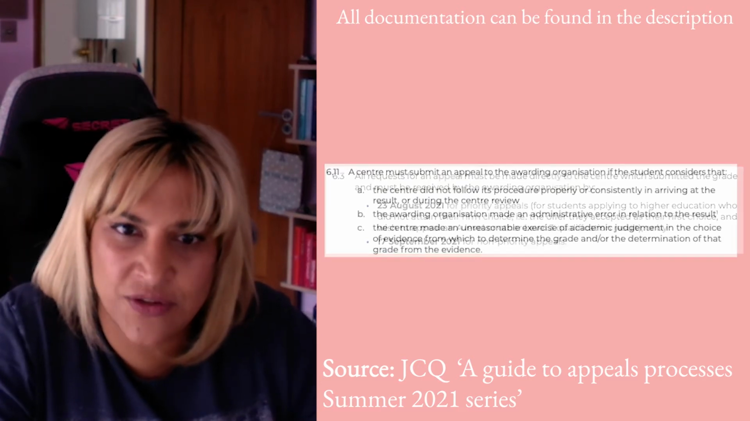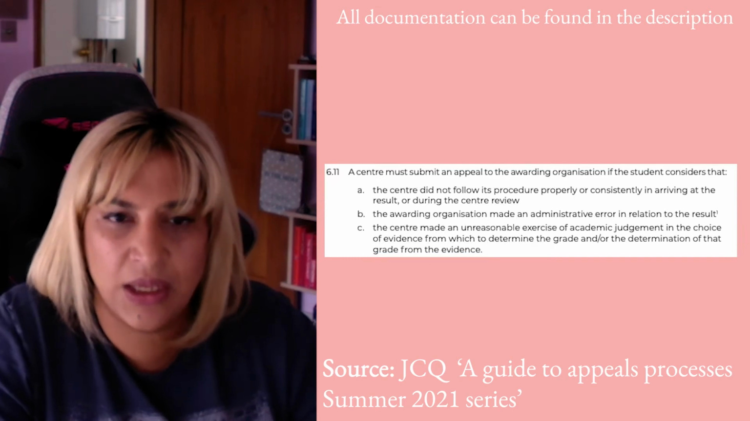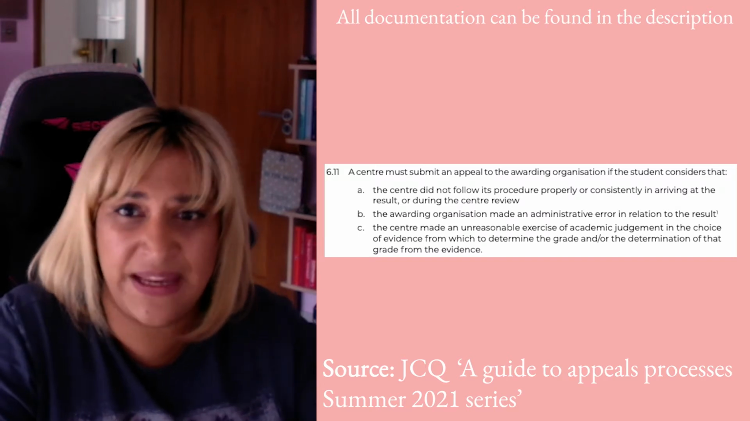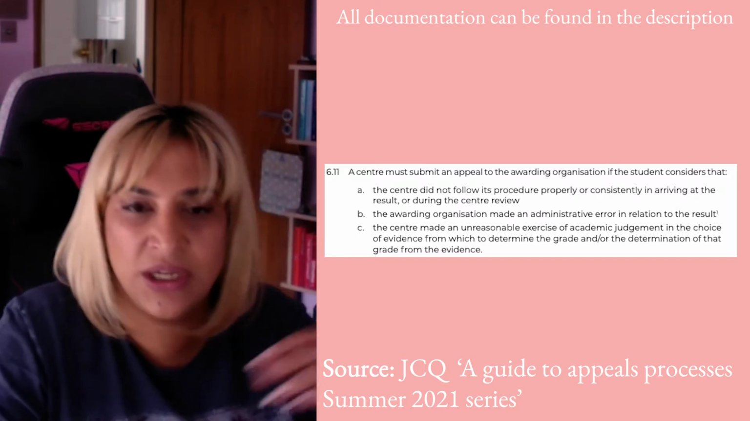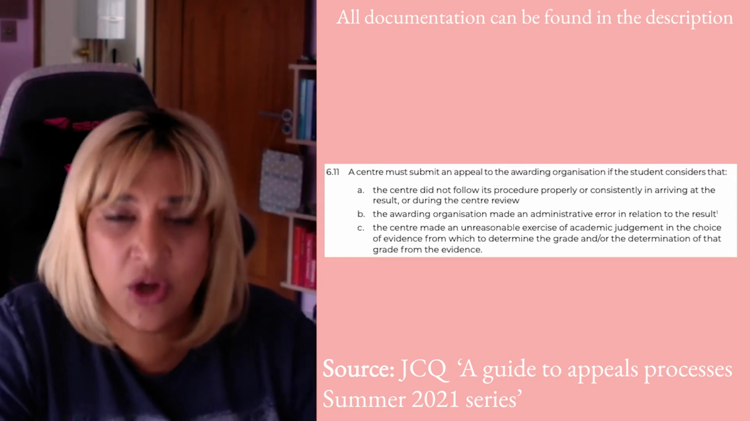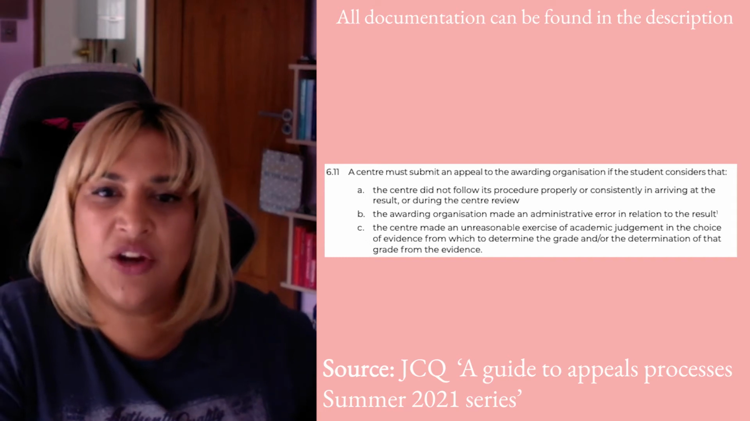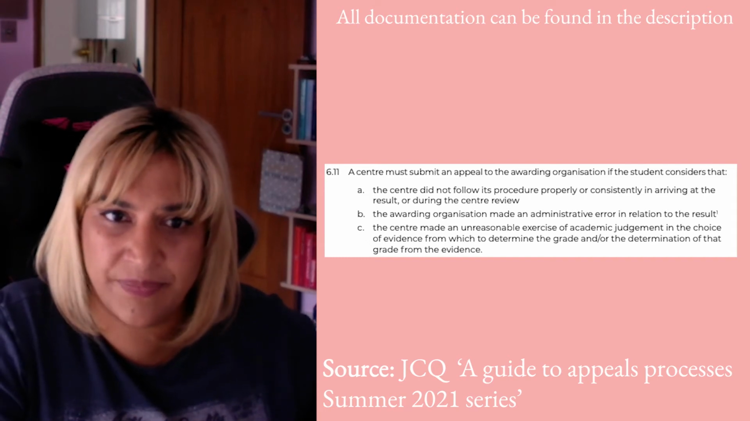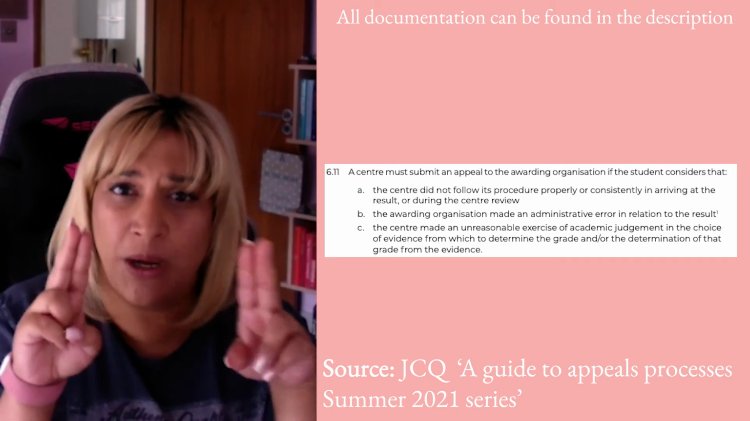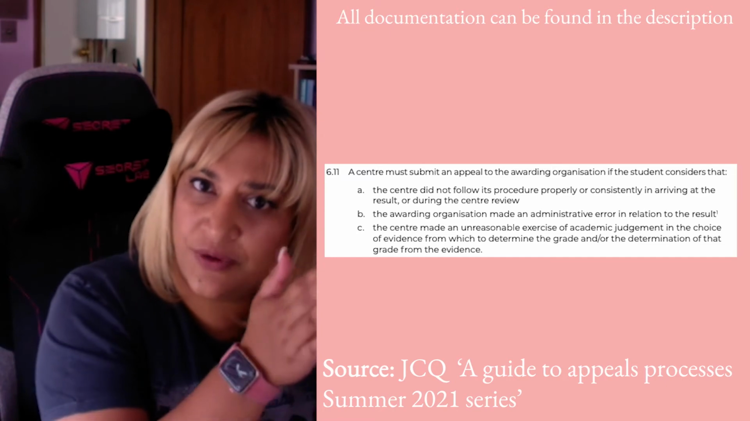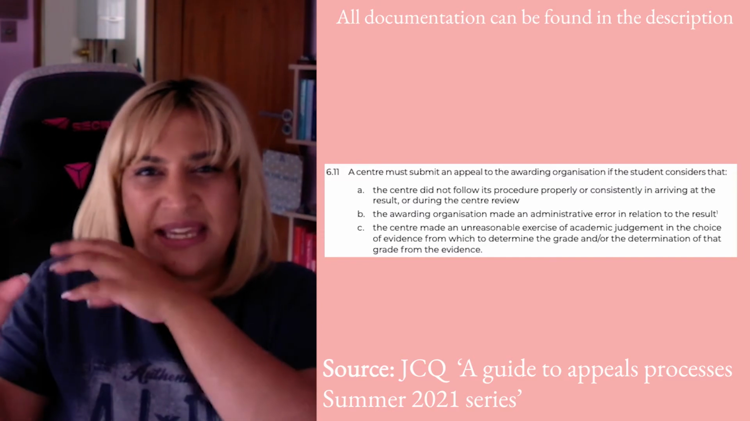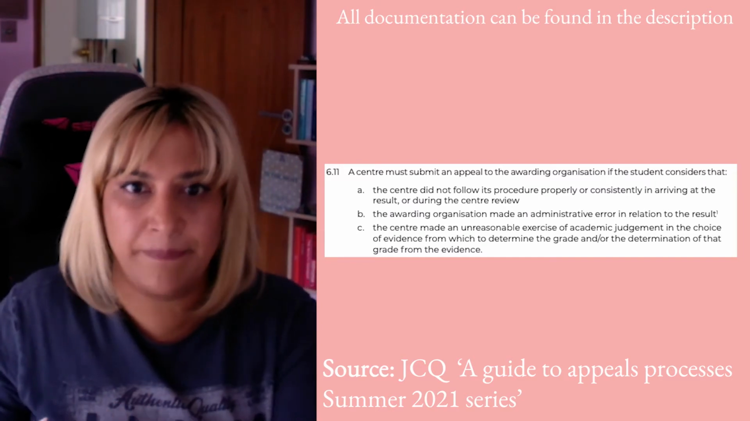Now, your grounds for appeal are either the school had a procedural error and they didn't follow through from the first stage, the exam board made an error, now I'd be really surprised if that happened, or the school or college made an unreasonable judgment from the evidence. Now, within unreasonable judgment, there's two parts. Either the selection of evidence they used was unreasonable, or the grade they got from using that evidence.